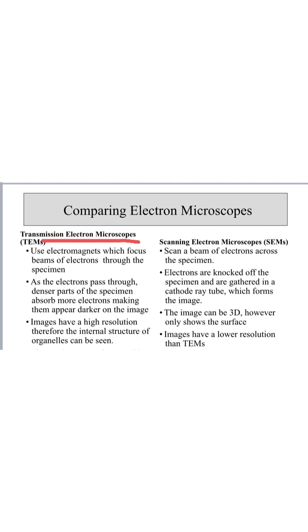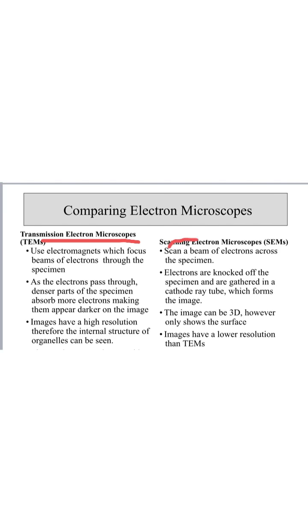Now, to be able to allow you to see the image and be able to allow the electrons to penetrate through the image, the specimen has to be very thin. A thick specimen will not allow the electrons to pass through, so the specimen has to be cut very, very thinly before it can be viewed under an electron microscope, the transmission electron microscope.